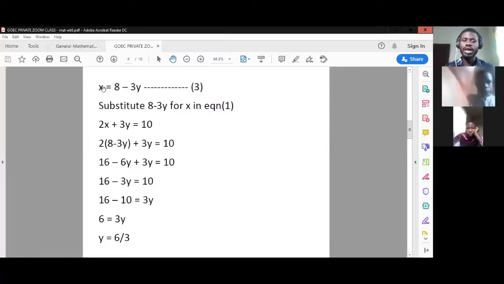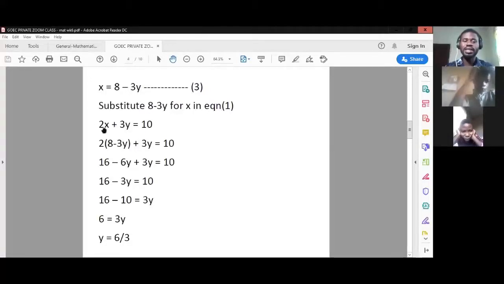So from there we made x the subject of the formula, and then we labeled it as equation 3. If you want to substitute this now, you will not substitute back into equation 2. You substitute into equation 1. If you substitute back into equation 2, you are going to get 0. Everything will cancel out. So you don't substitute back into equation 2. You go and substitute into equation 1. So we are going to substitute 8 minus 3y for x in equation 1.